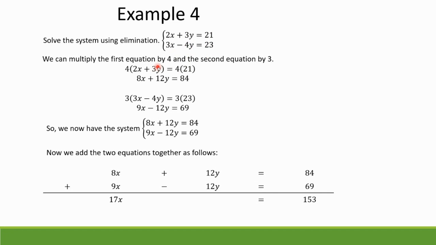So let's do that. And there's more than one way to eliminate a variable, as you'll see. So for instance, here you multiply the first equation by 4, and you'll get 4 times 2x plus 3y equals 4 times 21, which is 8x plus 12y equals 84. The second equation will be multiplied by 3. You get 3 times 3x minus 4y equals 3 times 23. And of course, that's going to be 9x minus 12y, which is 69.